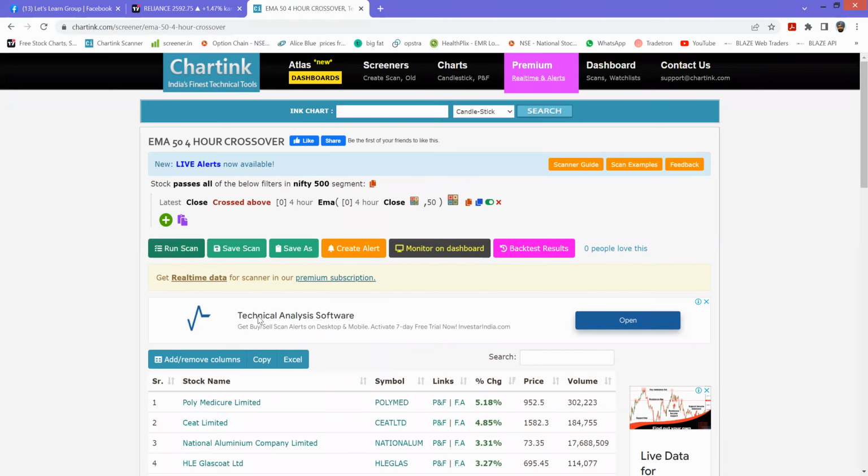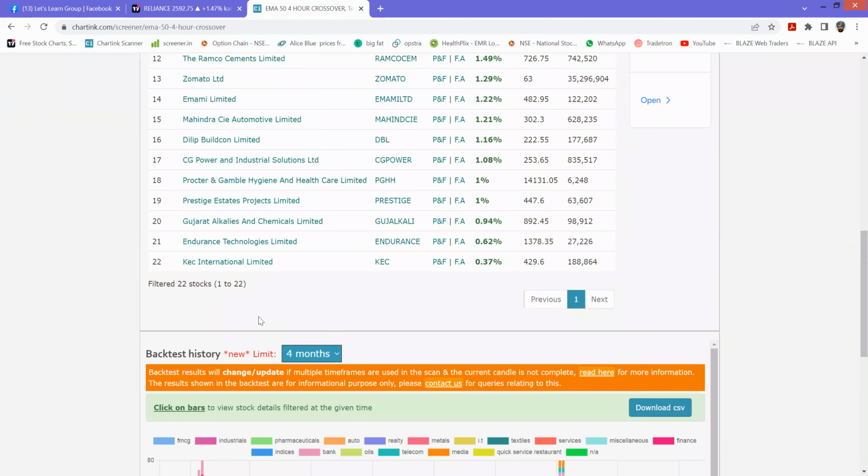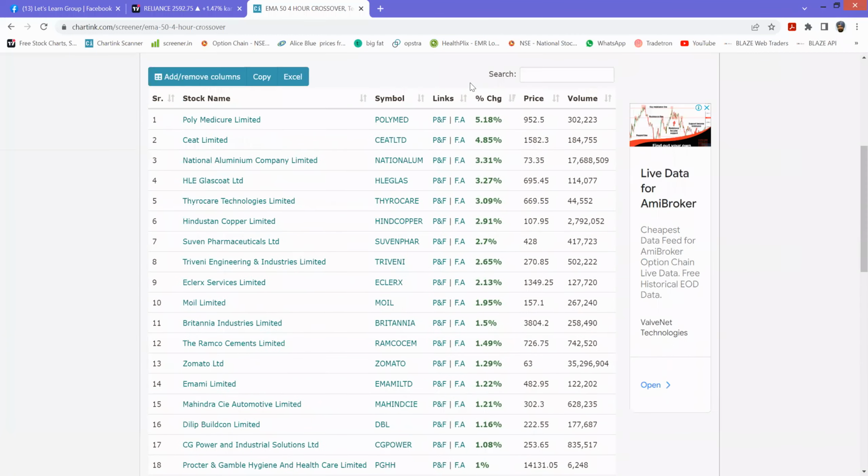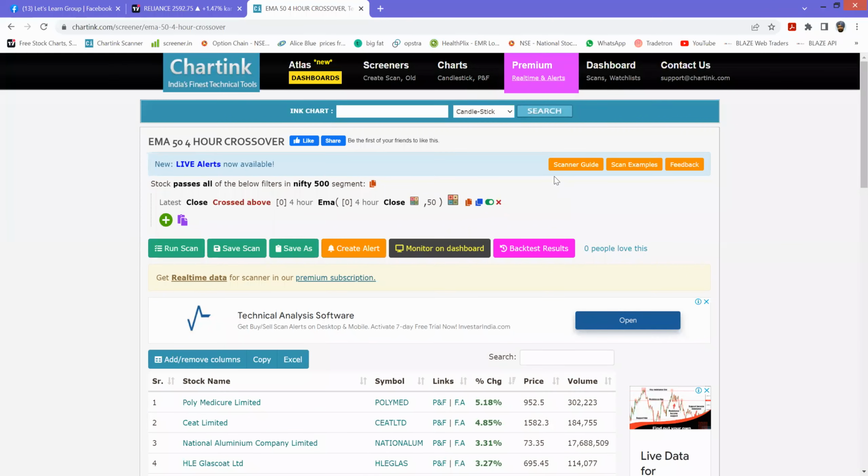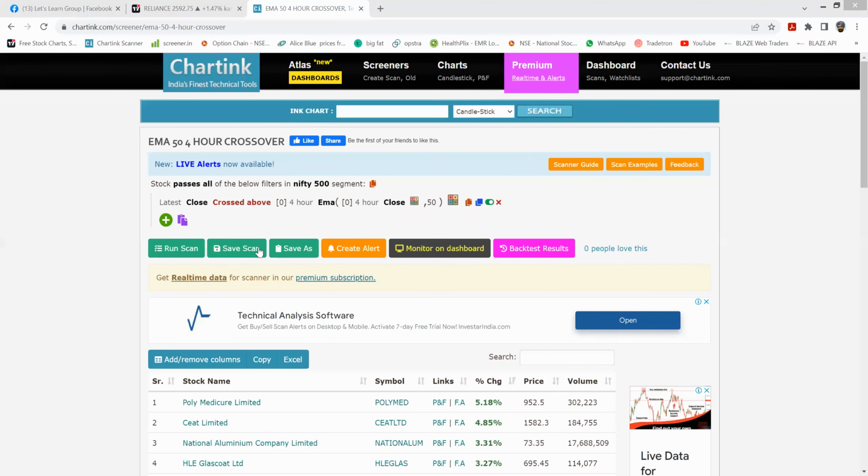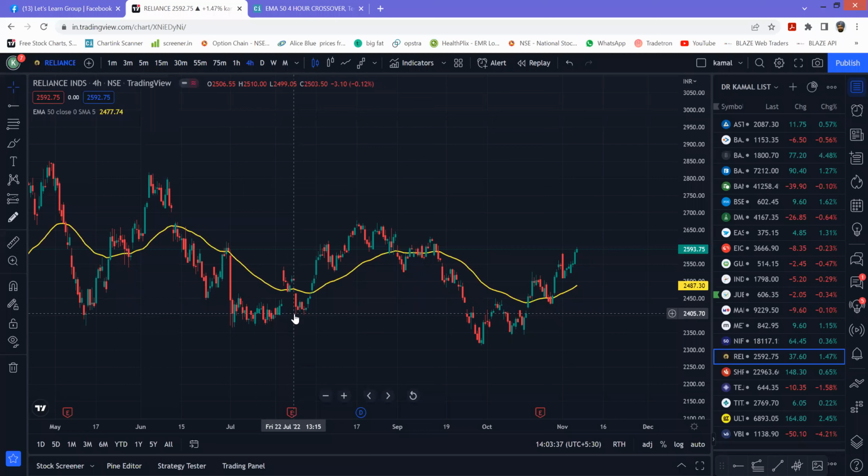Because I have SIP for long-term investment in certain stocks like Asian Paints, Reliance, Pidilite. Should I use those stocks for this purpose only, or should I use stocks other than those? Yeah. Be very clear.